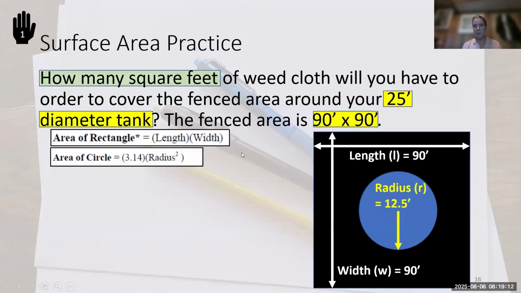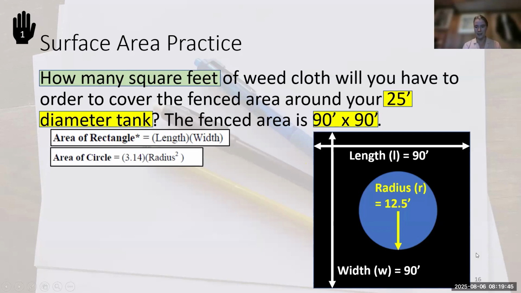So we're looking at how many square feet of weed cloth, right? Square feet would tell us that we're dealing with area. So that's the first thing we want to pay attention to. To cover the fenced area around your 25-foot diameter tank. So you know that your tank, which is a cylinder in shape, has a 25-foot diameter, and the fenced area is 90 by 90. So this is an example of a question that gives you a little more information than you necessarily need.